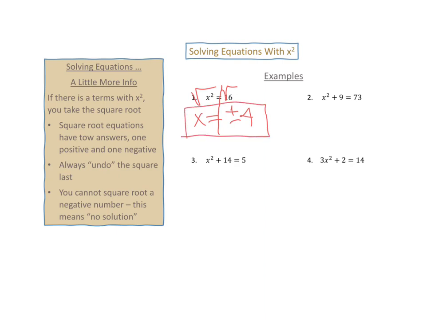Take a look at 2. It says x squared plus 9 equals 73. Now, take a moment to stop the video and try to figure out the answer to that one on your own. Do it now.